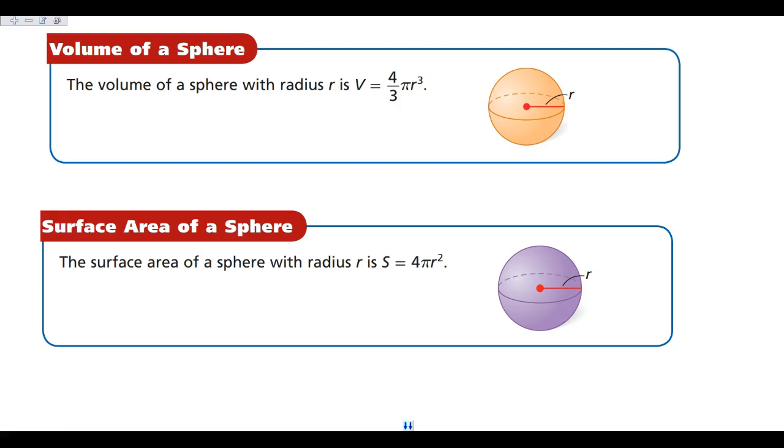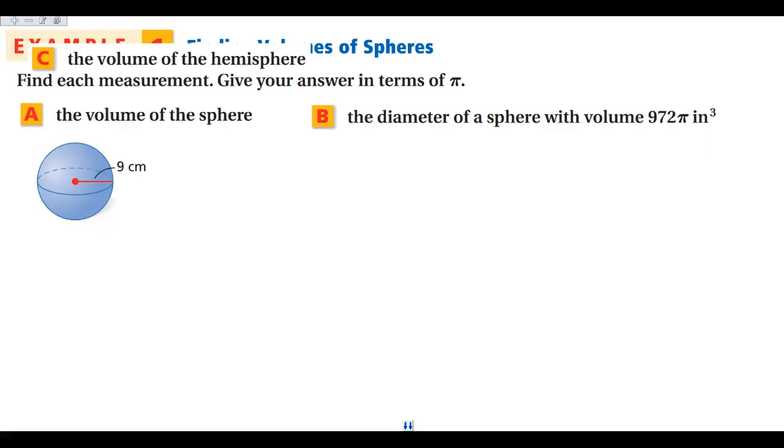Now, formulas. Volume of our sphere is 4/3 pi r cubed. This is on your reference sheet. The surface area formula, which is 4 pi r squared, is not on your reference sheet. So the nice thing about spheres is they're super easy because all you need is your radius. All right, so let's take a look at some examples.